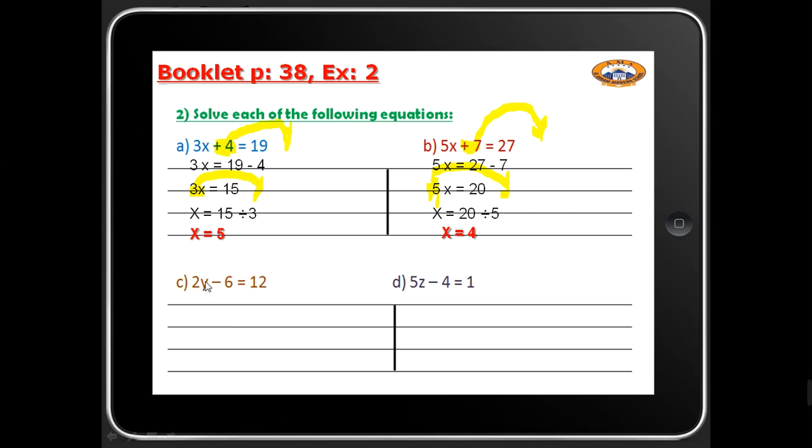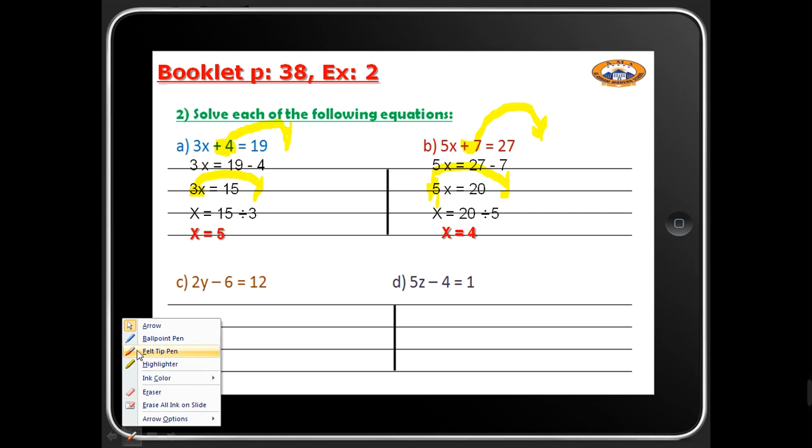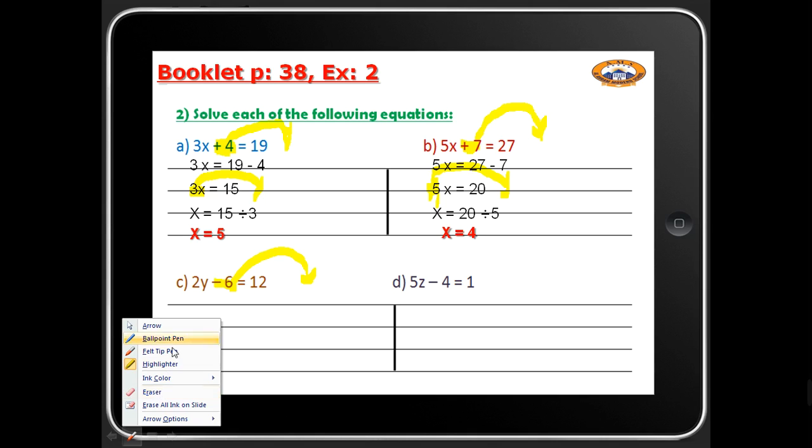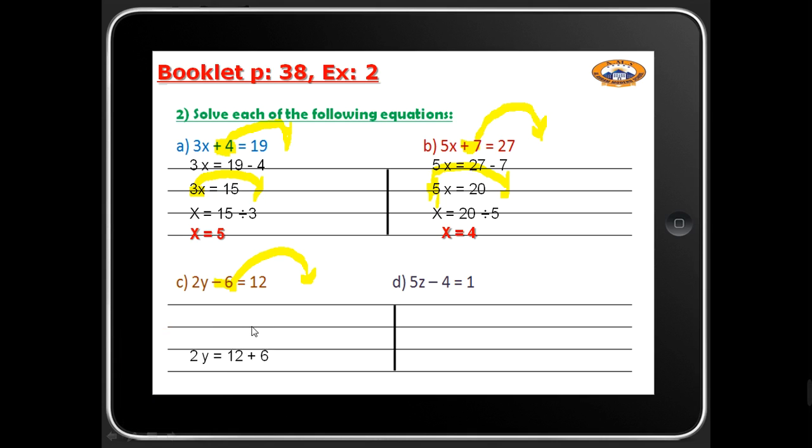Another exercise, 2y minus 6 equal 12. So as we agreed, let's get rid of the far number, which is minus 6, to the other part of the equation. The minus, when we move it, is going to change into, very good, plus. So 2y equal 12 plus 6. So 12 plus 6 equal what? Very good, equal 18. So I'm going to write 2y equal 18.